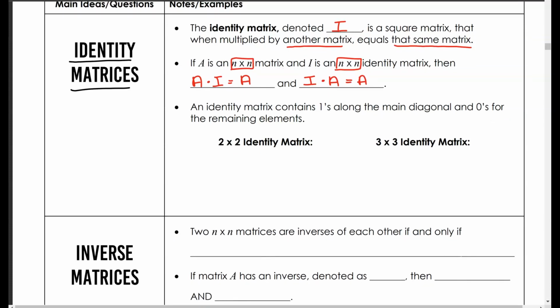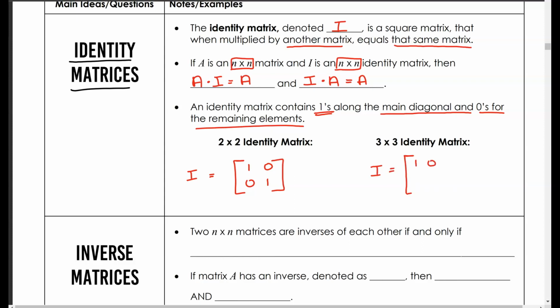So an identity matrix contains ones along the main diagonal and zeros for the remaining elements. So a 2 by 2 identity matrix would have 1 on the diagonal and 0 everywhere else. The identity matrix for a 3 by 3, again, it would be 1, 0, 0, 0, 1, 0, and 0, 0, 1.